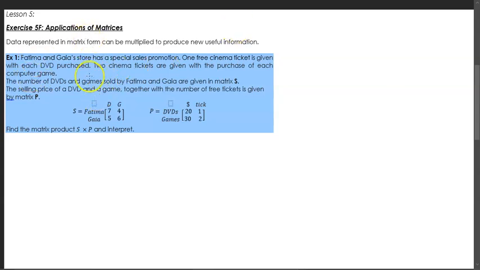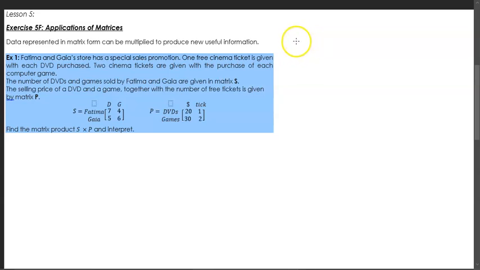So anyways, let's look at this example here, and we'll take Fatima and Gaia's store again. But on top of selling DVDs and computer games, having now changed it from CD to computer games, they also have a special sales promotion. One free cinema ticket is given with each DVD purchase by a customer, and then 2 cinema tickets are given with the purchase of each computer game. So if a person comes into the store and buys a DVD, they're given 1 free ticket for the cinema for each DVD they buy, and then 2 free tickets for each computer game they buy.